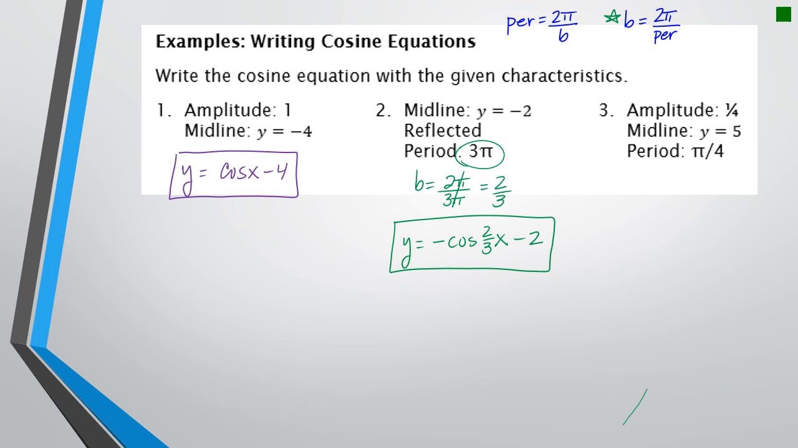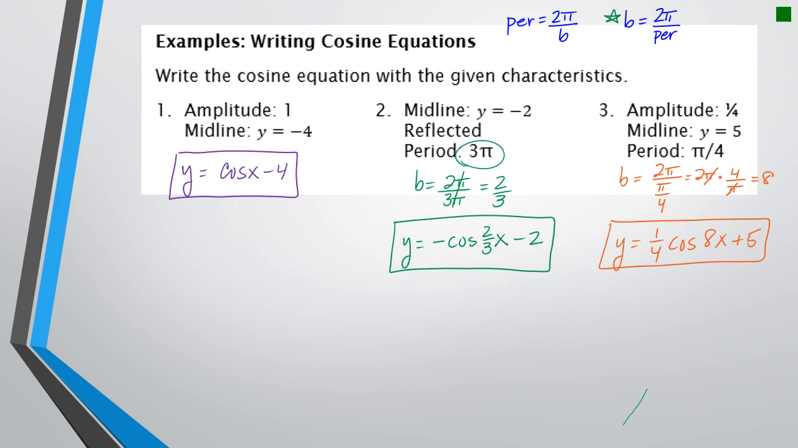And then last, number 3, again, I have to figure out my b number. I'm given period, that's pi over 4. So I'm going to do 2 pi divided by period. Since I have a fraction in a fraction, I need to take my numerator and multiply by the reciprocal of the denominator. My pi's cancel each other out, and 2 times 4 gives me 8. So my b value here is 8. So for my equation, my amplitude would go first, and then I would have cosine of bx, and then my midline goes at the end, plus 5.